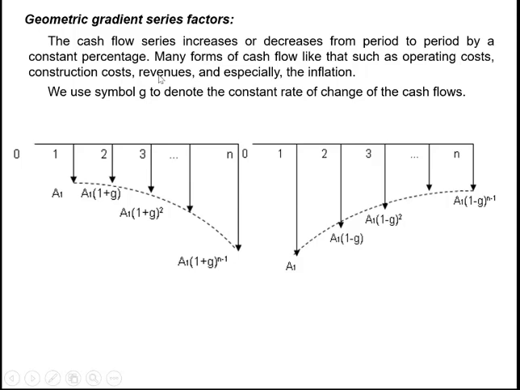In the arithmetic gradient series, the cash flows increase or decrease by amounts of money. But in the geometric gradient series, the cash flows increase or decrease by a constant percentage. Many forms of cash flows are like that, such as operating costs, construction costs, revenue, and especially inflation.